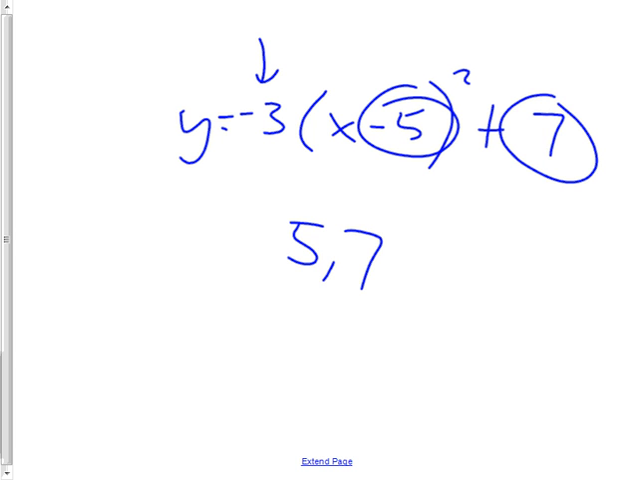Flip. So now I want you to sketch me what this parabola looks like really quick. Just a quick sketch. Doesn't have to be super detailed.